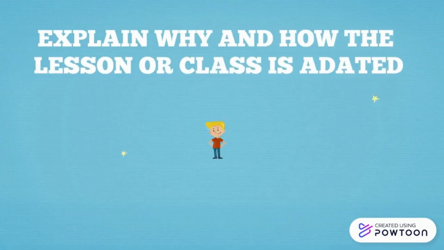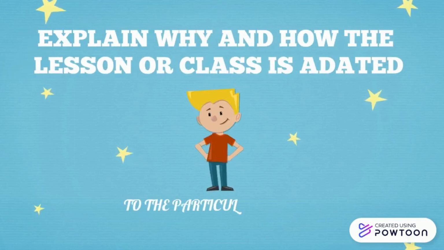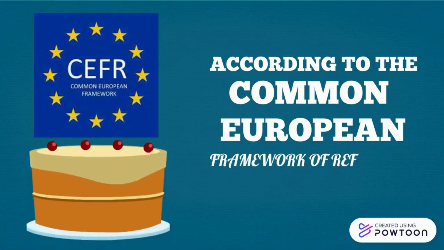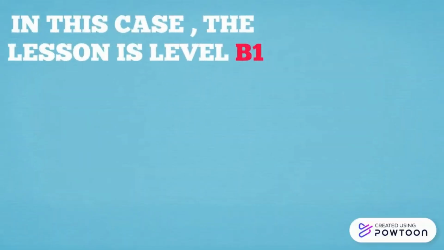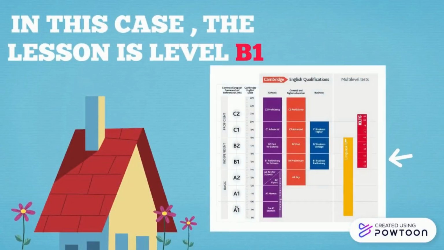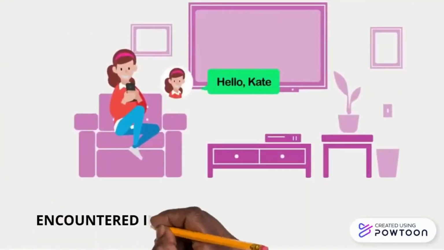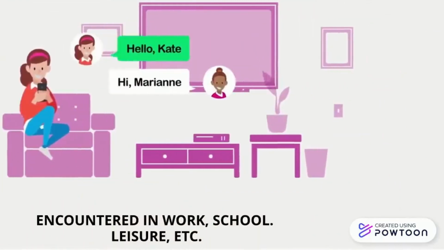students. Explain why and how the lesson or class is adapted to the particular level of language being taught according to the Common European Framework of Reference. In this case, the level of the lesson is B1, because with respect to the Common European Framework of Reference, we're looking for the student to understand the main points of clear standard input on familiar matters regularly encountered in work, school, leisure, etc.